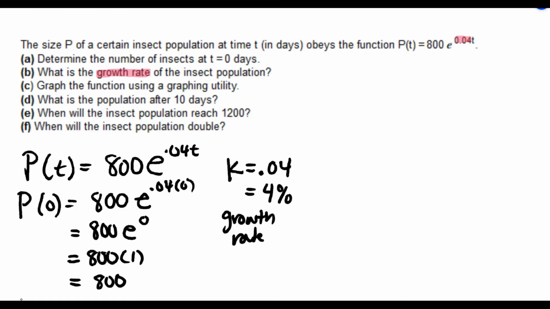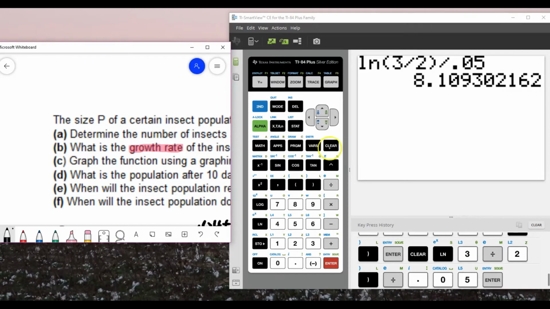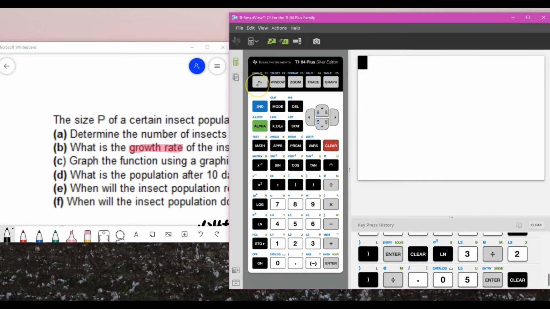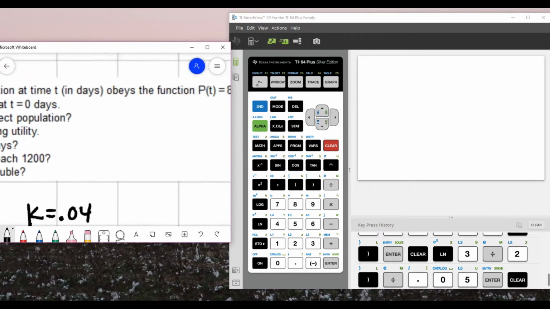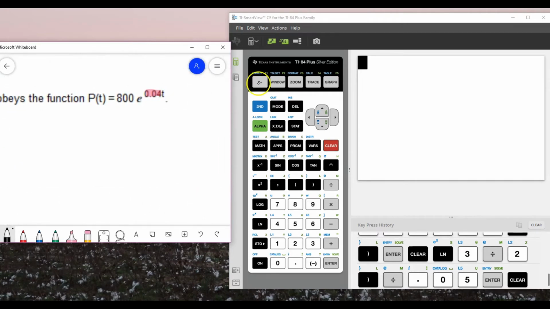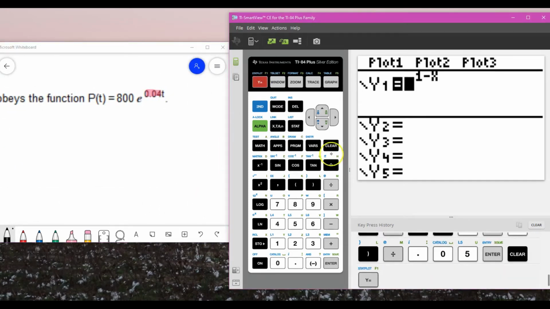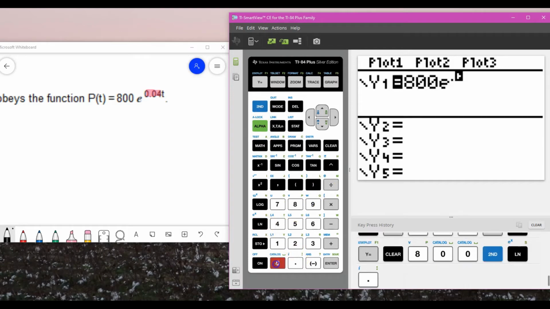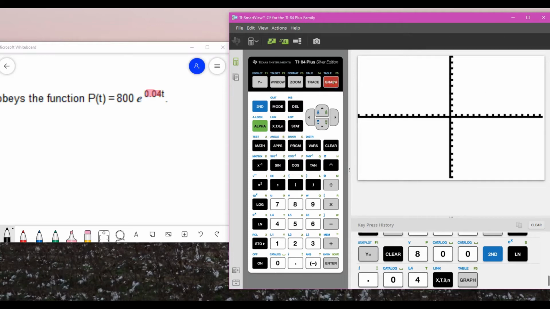In the next part, it says use a graphing utility to graph the function. Let's take a look at our calculator. In the y equals menu, I would graph the function 800 e to the 0.04, and I'll use x instead of t. You can take a look at the graph.